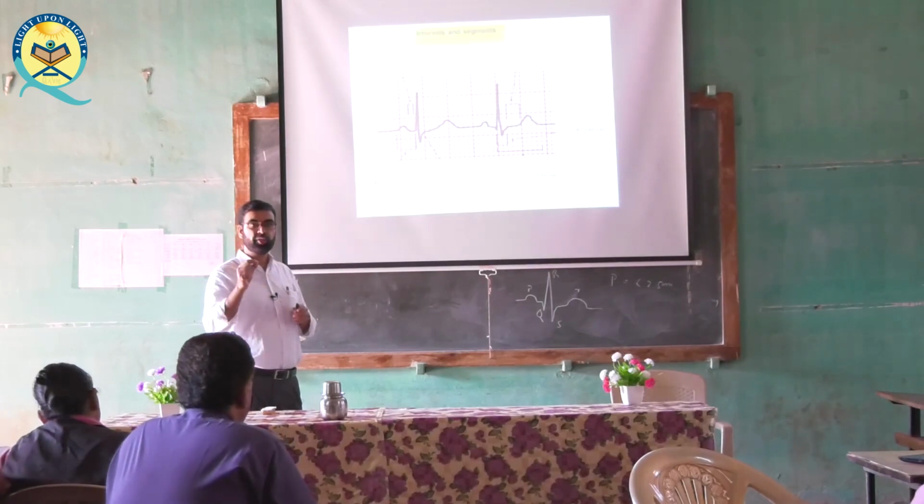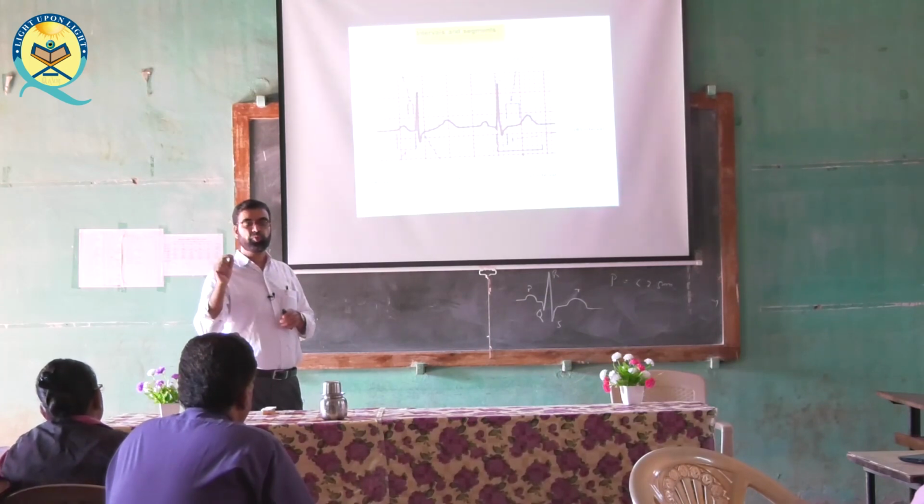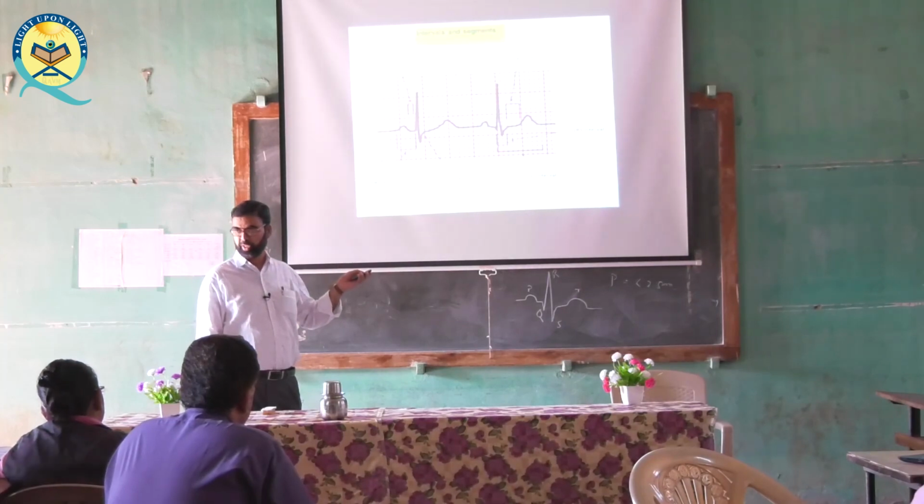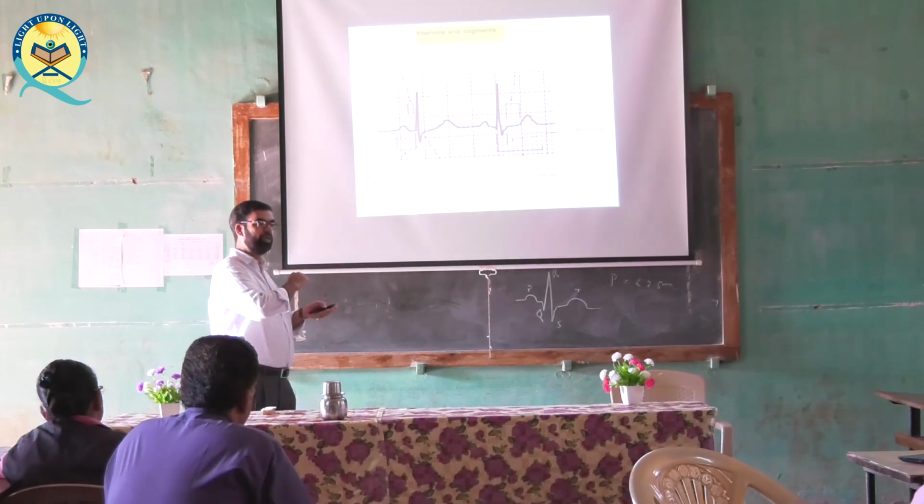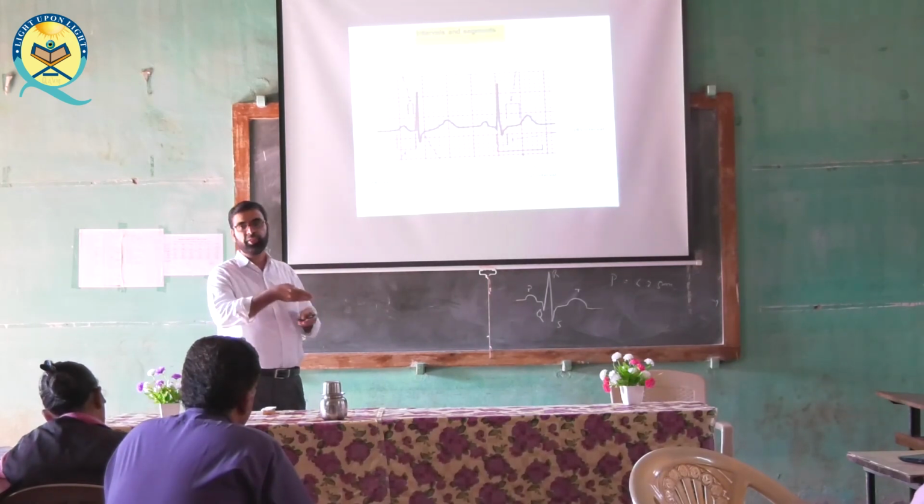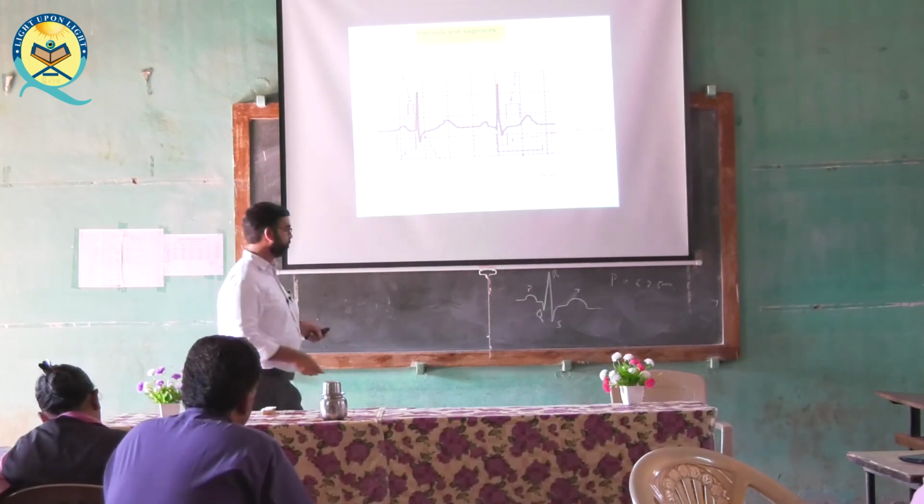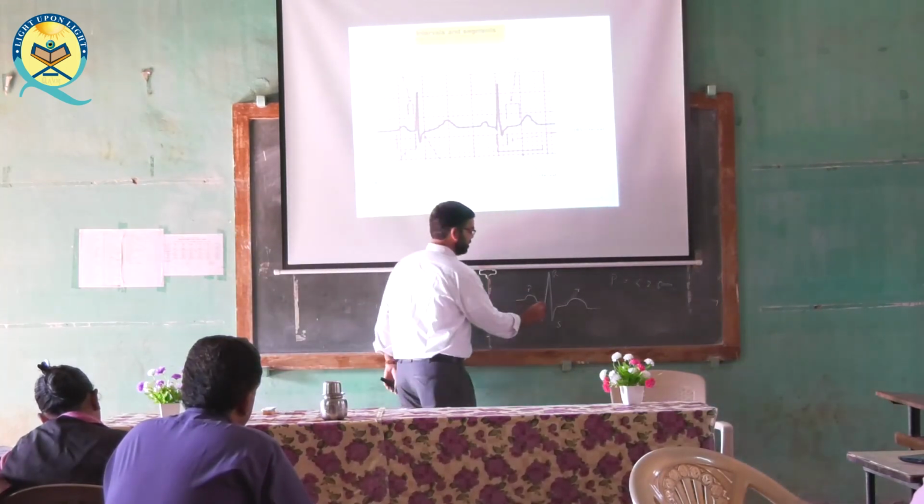Each small square is equal to 0.04 second. Means each 2 small square is equal to 0.08 seconds, or each 2.5 small square is equal to 0.10 seconds. Okay, so normally for understanding 2.5 millimeter vertically and 2.5 millimeter horizontally, normal P wave. You got it? Now this is Q wave.